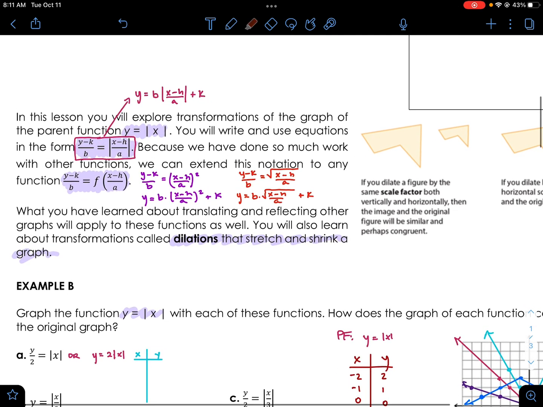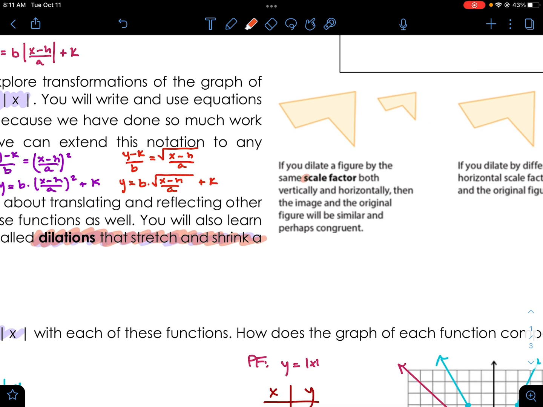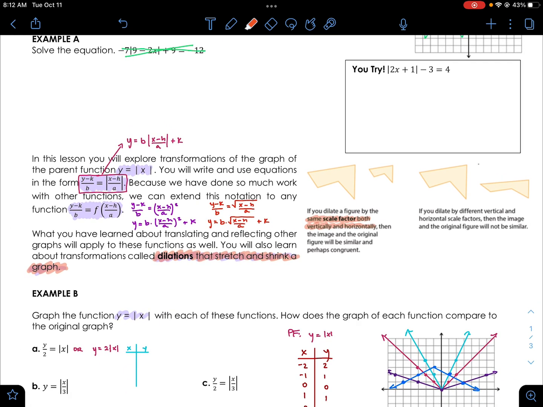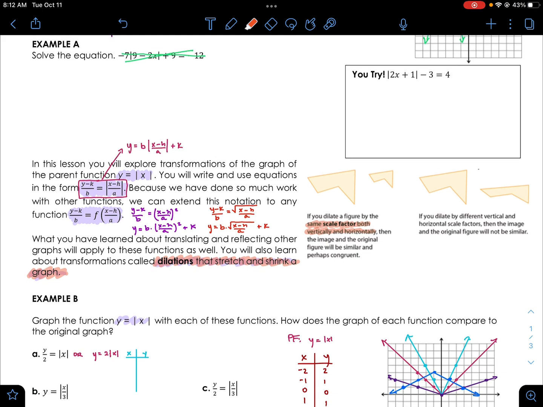First of all, you should know that a dilation is something that is going to stretch or shrink a graph. It's going to change the size. So this dilation that occurs is going to happen by the same scale factor for both vertical and horizontal dilations. So whatever the vertical dilation is, every point will change by that scale factor. Whatever the horizontal dilation is, every point will change by that factor.